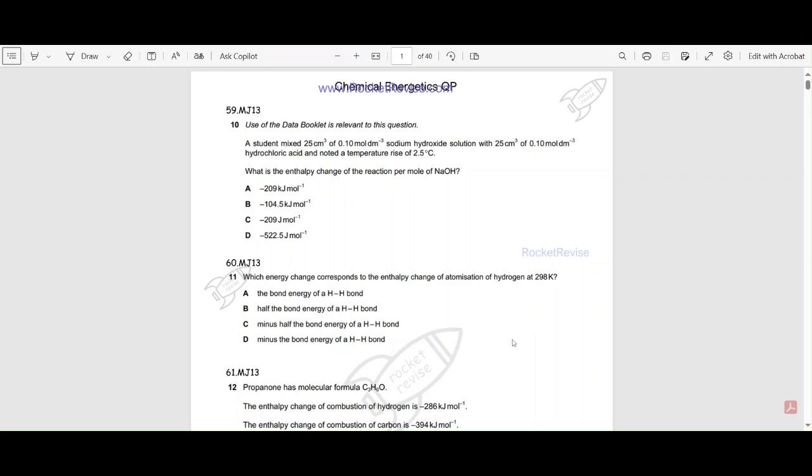Hi, good evening all. I'm going to explain question number 10. It is a question based on chemical energetics. Chemical energetics is a part of thermodynamics. Let us solve this question.